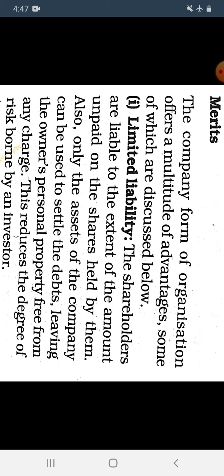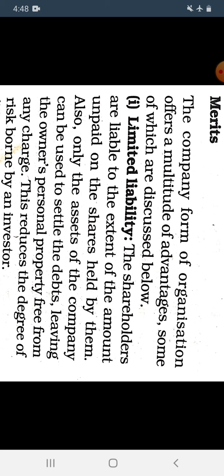In the last class, we have studied the meaning of the joint stock company and the features of the joint stock company. Now, we are going to study the merits of the joint stock company. The company form of organization offers a multitude of advantages, some of which are discussed below.